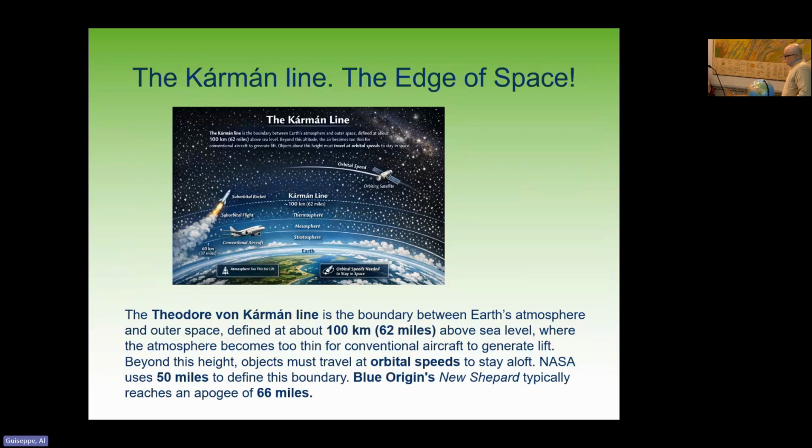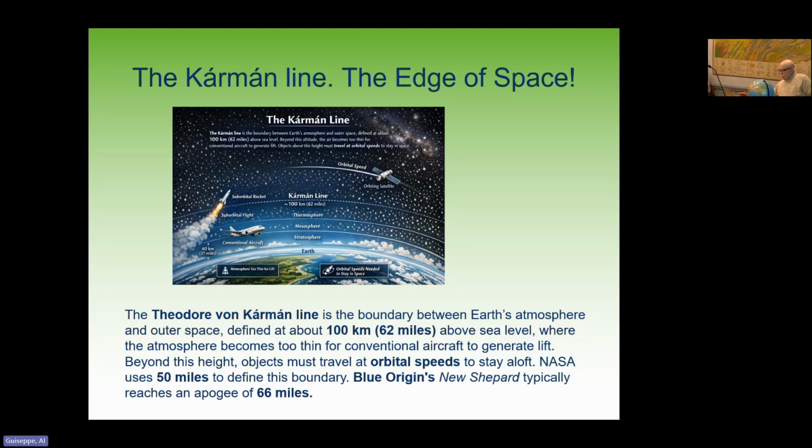The other one is the Kármán line. NASA says it's 50 miles, and a lot of people say it's 100 kilometers or 62 miles. You can only go up so high with a plane, and if you go any higher, there's no air to give you lift, and you're approaching orbital forward velocity anyway. So it's actually the edge of space.